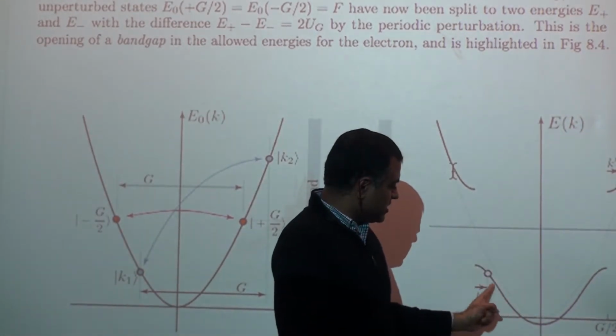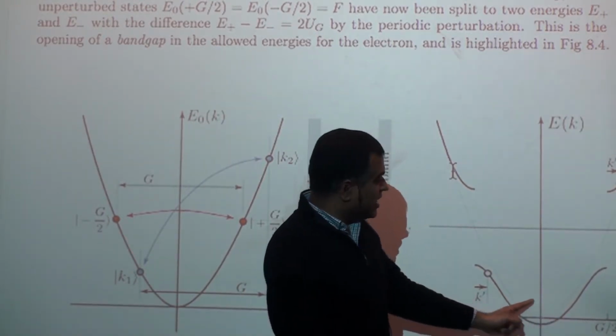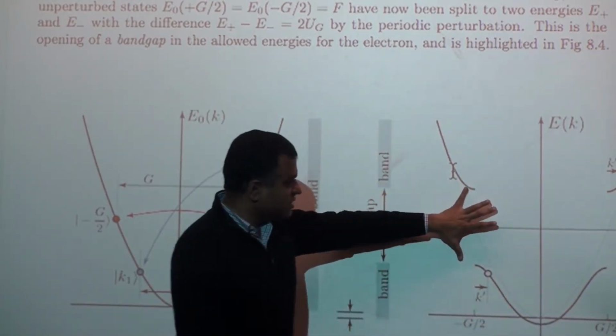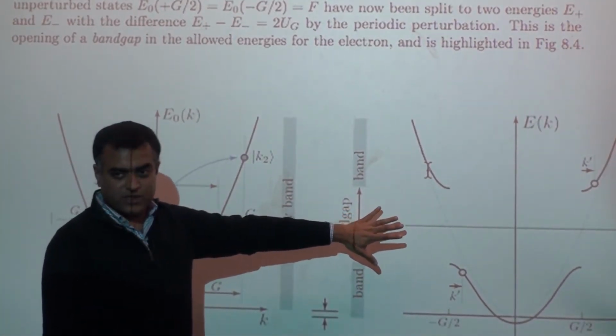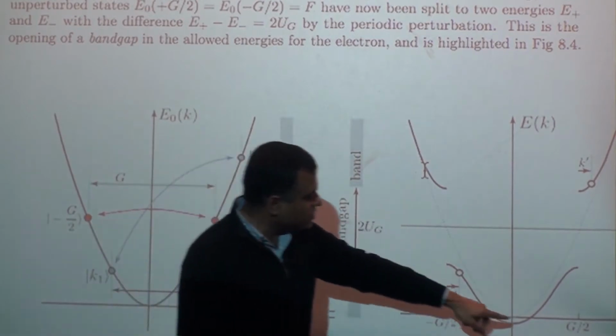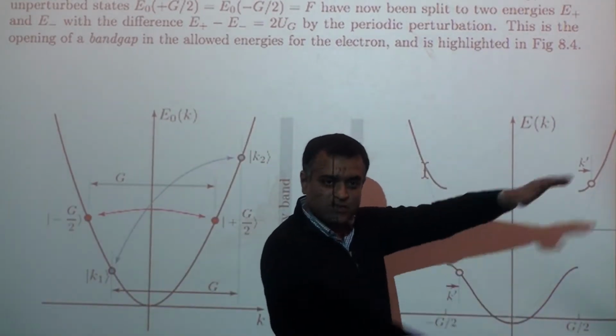And here's the solid line, which is what happened after this perturbation was turned on. You'll see there's a missing range of energies there. So that's the gap we're talking about. And the gap is found exactly at g/2 because that's where the perturbation is the largest. So that's where it splits the most.